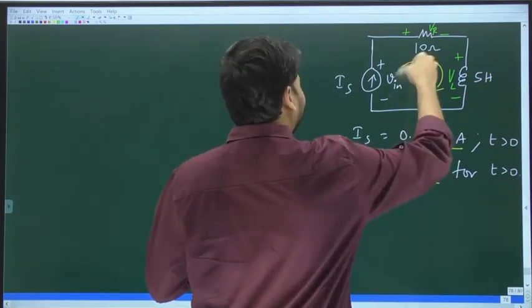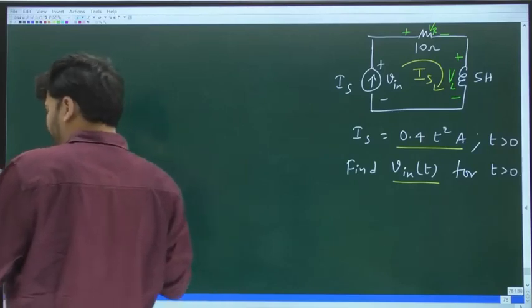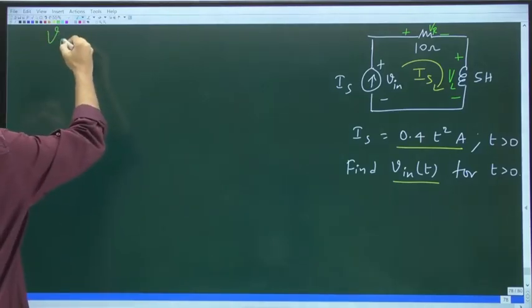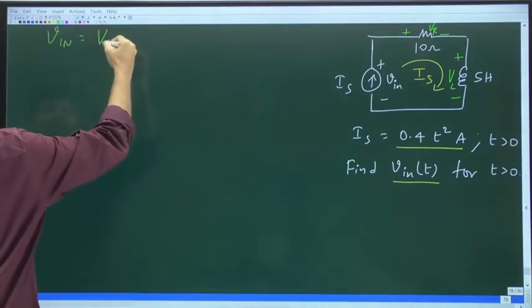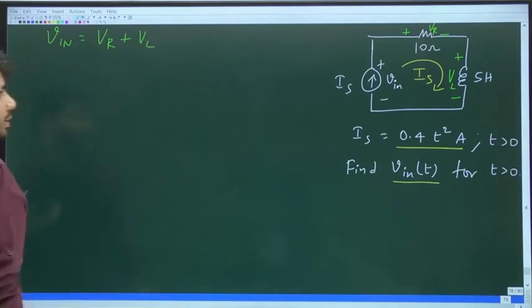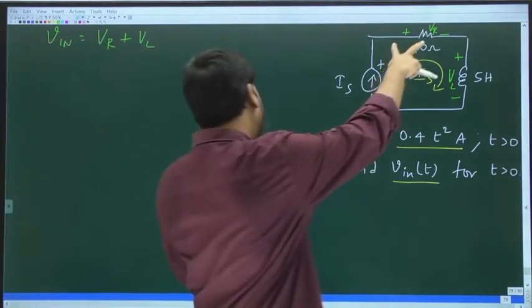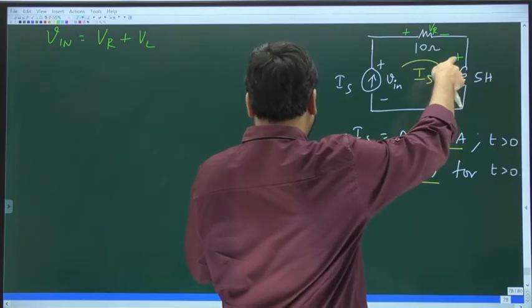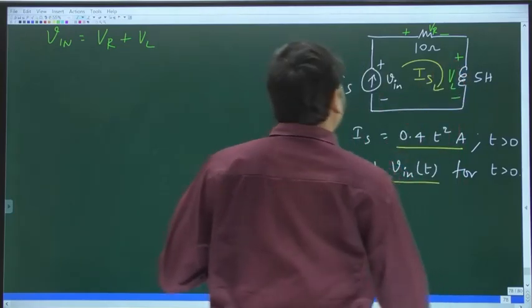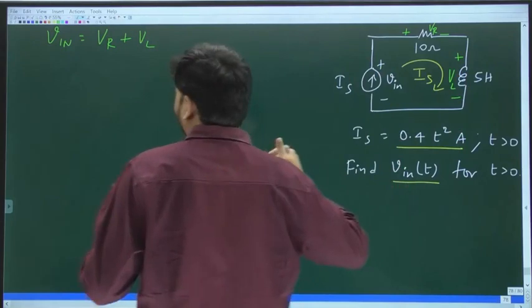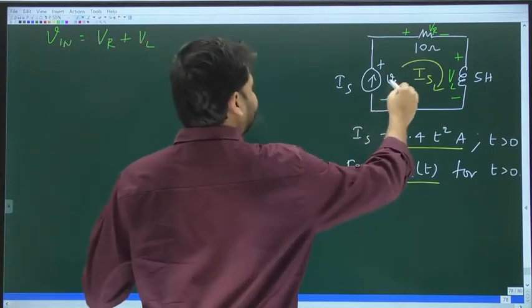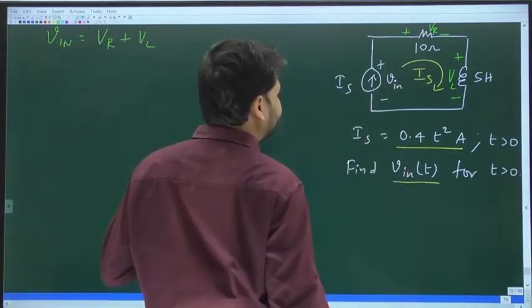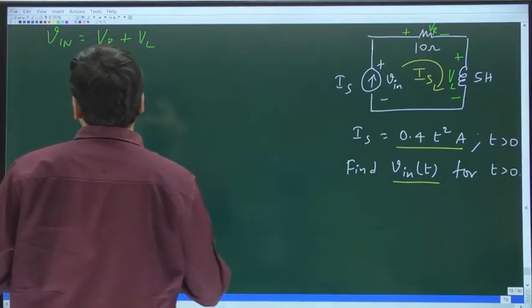Now, can't we write KVL around this loop? If you write KVL around the loop, won't you get Vn equal to VR plus VL? Voltage across the resistor plus voltage across the inductor will be equal to the input voltage, KVL, okay? Now, the same current Is will flow through both the resistor as well as the inductor.